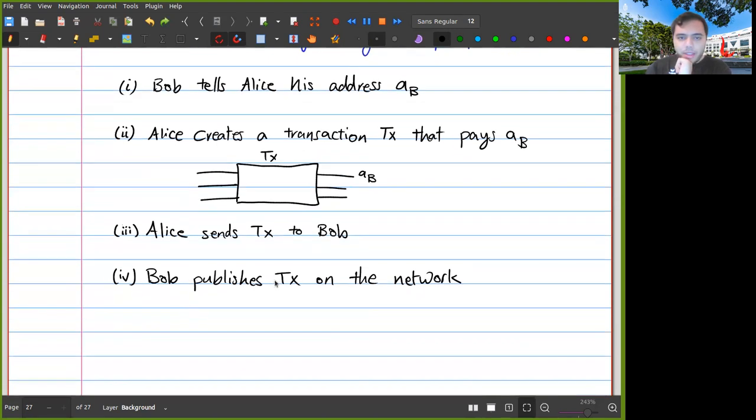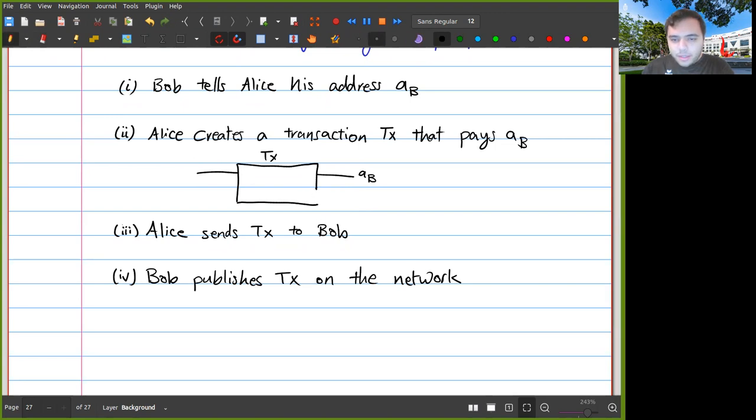Okay. So the problem is that this transaction is now published on the network, but there is nothing that stops Alice from doing double spending, right? So let's consider the simplest case here. Let's say this transaction had exactly one input and one output.